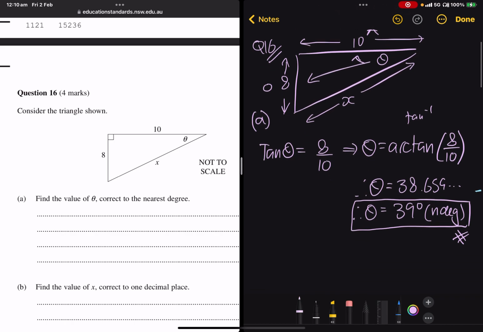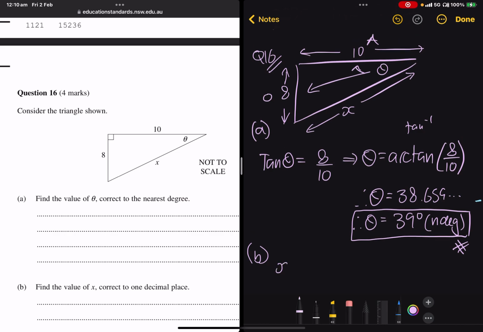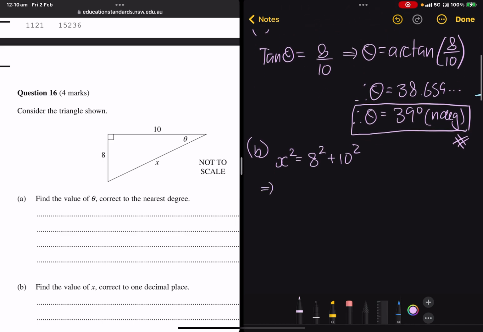Now for part B, we've been told find the value of x to one decimal place. We can actually use Pythagoras theorem for this. We know that x squared is 8 squared plus 10 squared. So this means x is the square root of 64 plus 100. This is the square root of 164.